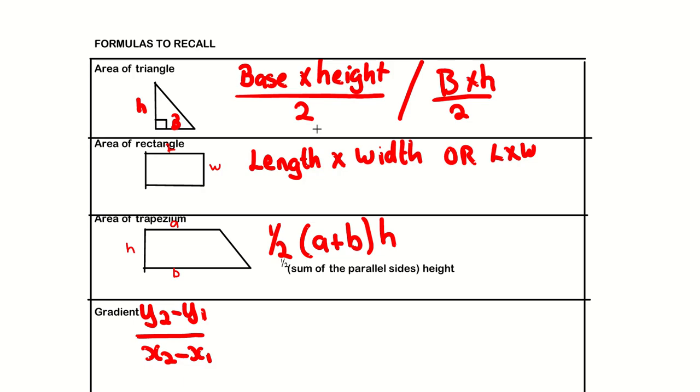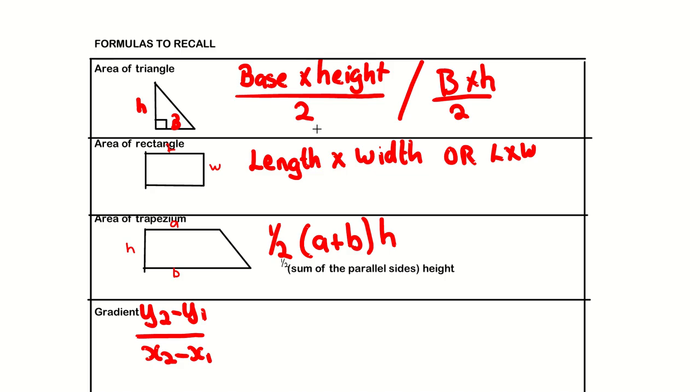These are formulas to recall. Area of a triangle is base by height over 2. If it's a rectangle, length by width, or length by breadth, whichever one you want to call it. If it is a trapezium, it's a half by (a plus b) by height. a and b are the lengths of your parallel sides. These are sides that, if you extend them, will never intersect each other. And gradient, which is used to calculate the acceleration: you have two coordinates, and it is y2 minus y1 over x2 minus x1. Alright, these are your formulas to recall.